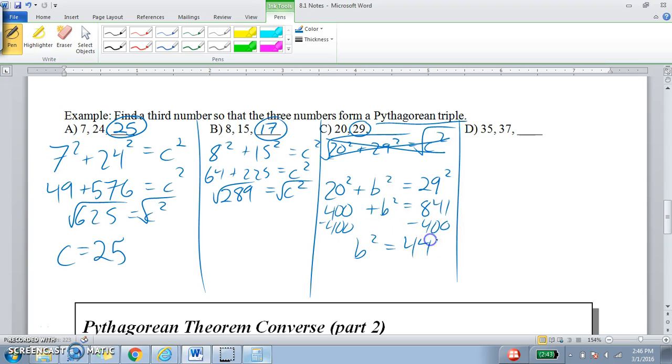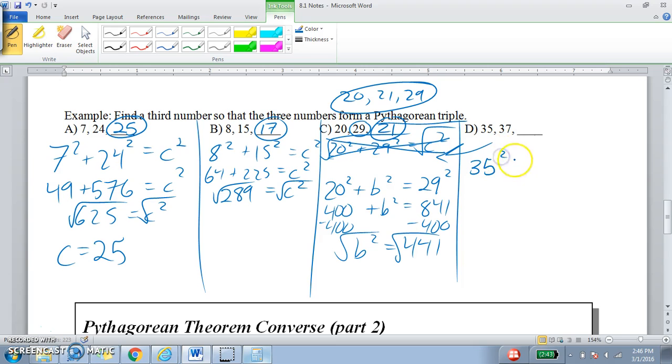And when I do that, I get 441. The square root of that gives me 21. So my Pythagorean triple would be 20, 21, 29. All right, the same thing is going to happen over here with 35 and 37 if I set it up like this. It's not going to work out.